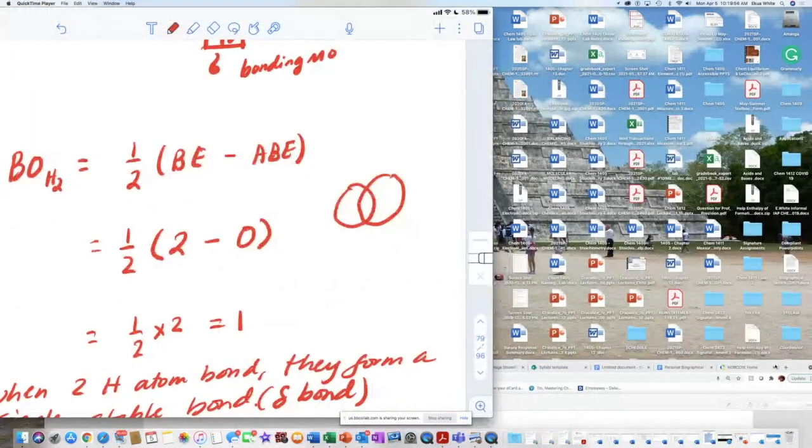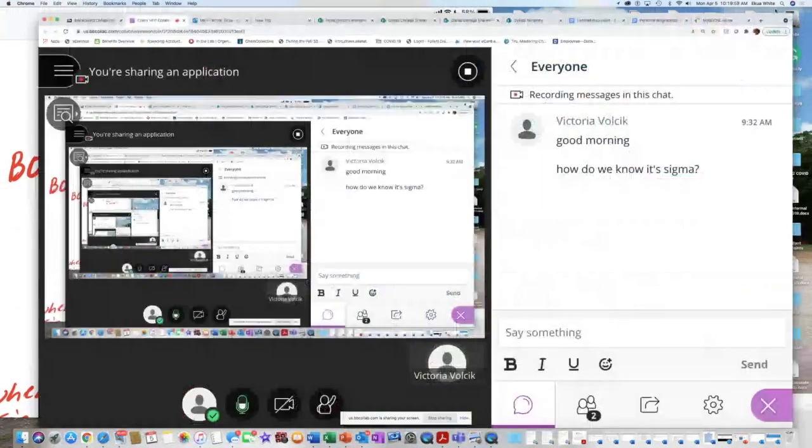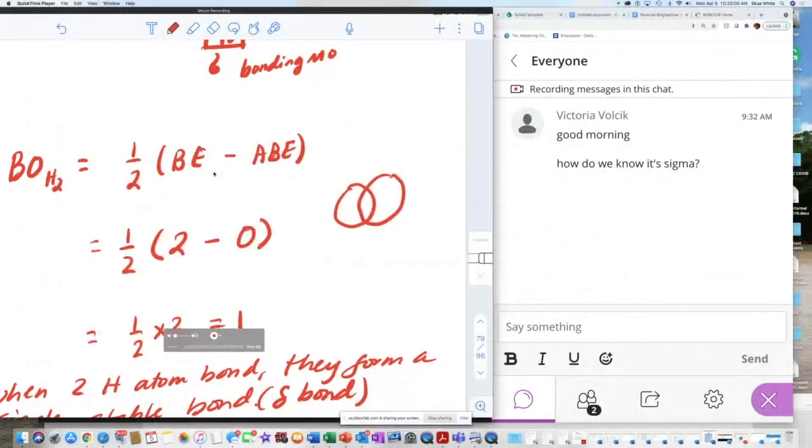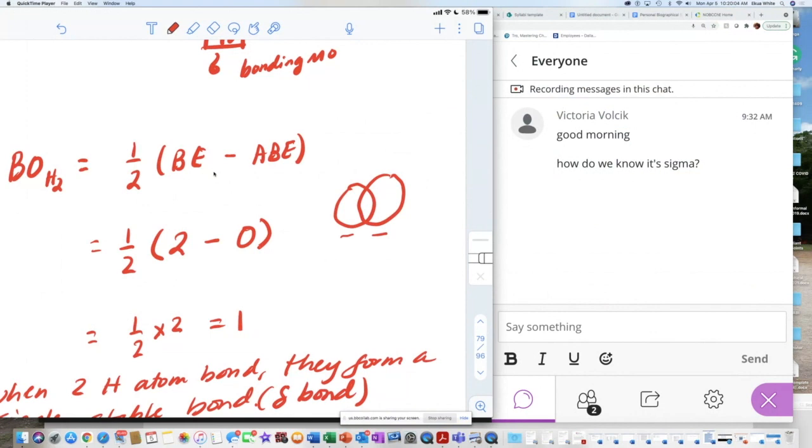And so with that, let me see if I can pull this up. Yeah, s orbitals are round, right? The 1s is smaller but round. When these overlap, they overlap head to head because they're round. No matter how they overlap, it's always head to head. And so head to head overlap is considered sigma bonding.